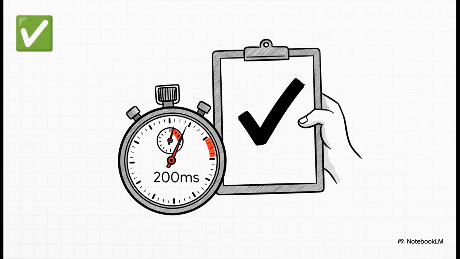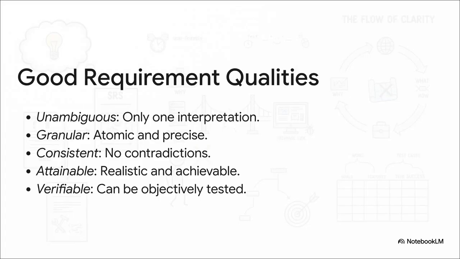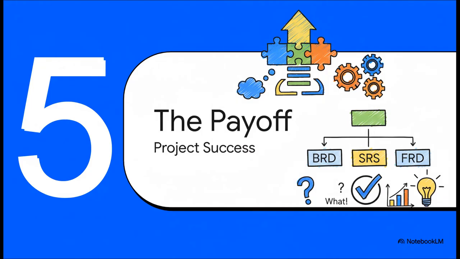A strong requirement, on the other hand, is specific, measurable, and verifiable. The system shall process a transaction in under 200 milliseconds. See? A tester can run a simple experiment and say pass or fail. There's no debate. There are no arguments. It either did it or it didn't. So, every good requirement is clear, precise, and consistent with all the others. But you know what? Most importantly, it's verifiable. Because if you can't test it, it's not a requirement. It's just a wish.